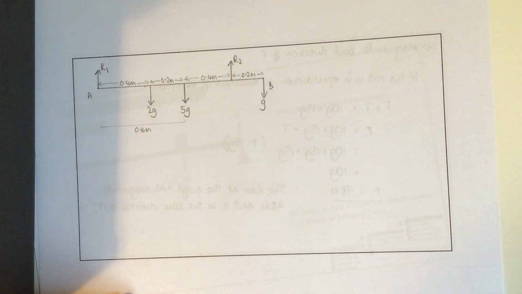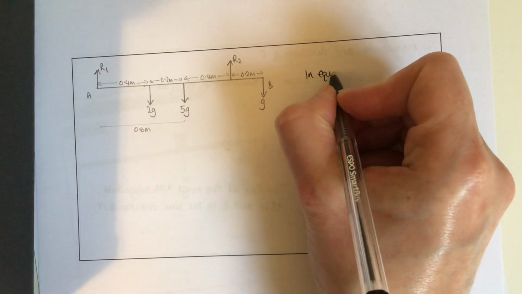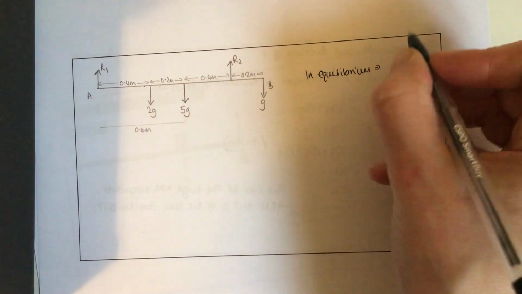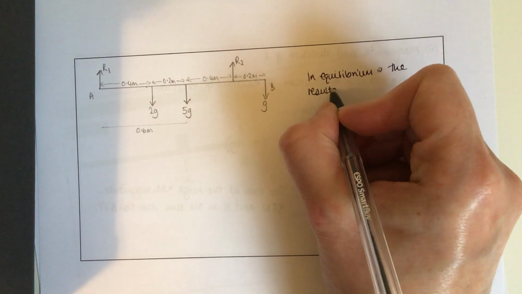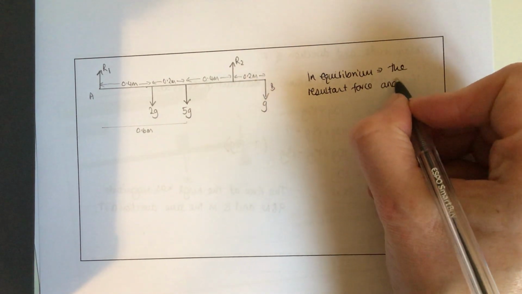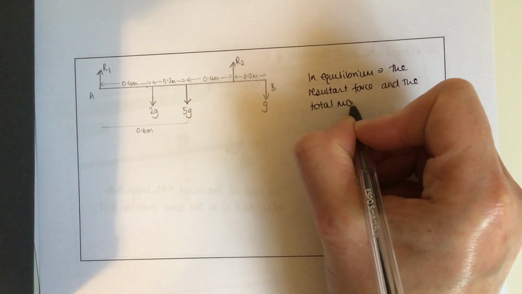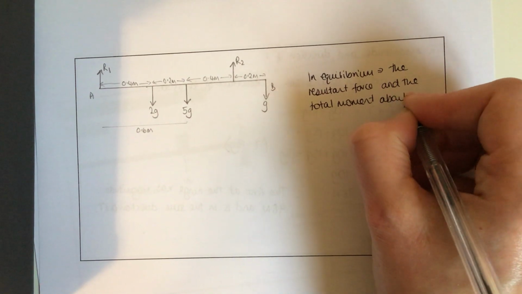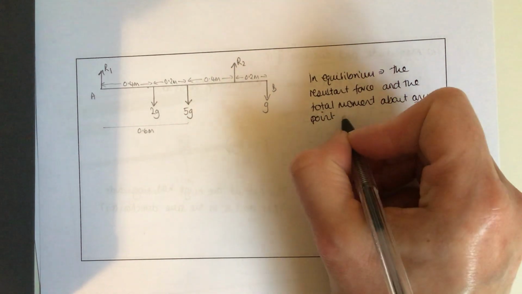So I should have all my forces and weights on my diagram there. I'm just going to move my pencil and ruler out of the way. So I know in equilibrium, I'm going to use this fact that the resultant force and the total moment about any point must be 0.